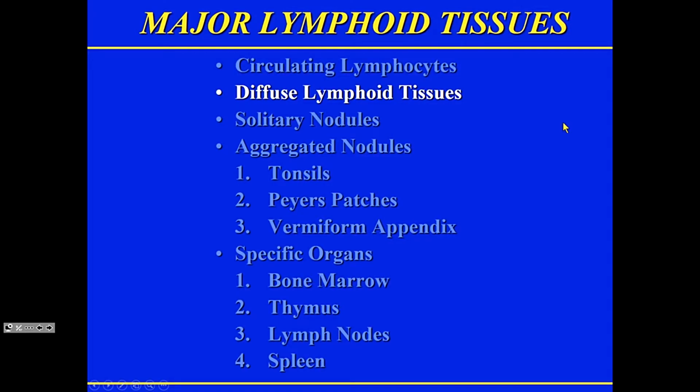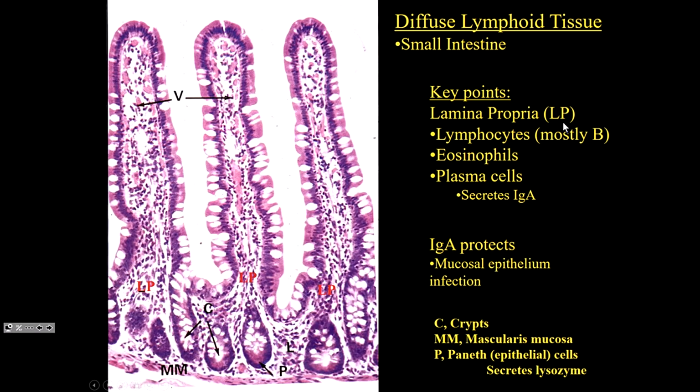Then we can get diffuse lymphoid tissue. So for instance, in the GI tract, see all these little dots here? These little dots are nuclei, mostly of lymphocytes. Now, because we are now in the mucosal tissues, most of the lymphocytes in the mucosal tissues will be B lymphocytes, right? T in the blood, B in the tissue.